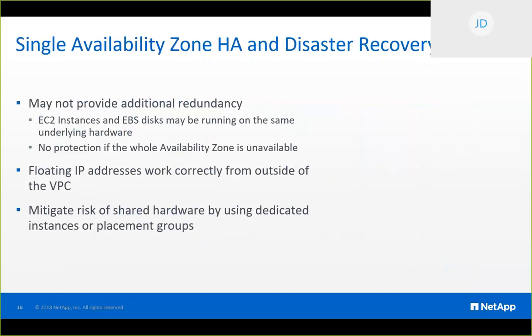And the potential issue with that is kind of obvious. You may not get as much redundancy with a single availability zone setup as you would with a multi-availability zone setup. And worst comes to worst, it's even possible that your EC2 instances and your EBS disks may be running on the same underlying hardware in that data center.